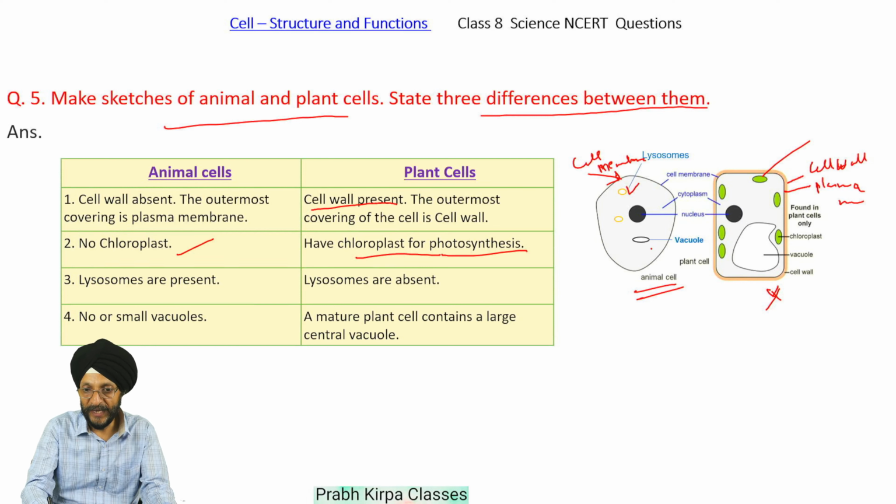In animal cells, there may be no vacuole or there may be many small vacuoles, whereas in plant cells, a mature plant cell contains a large central vacuole. This is the vacuole in the plant cell.